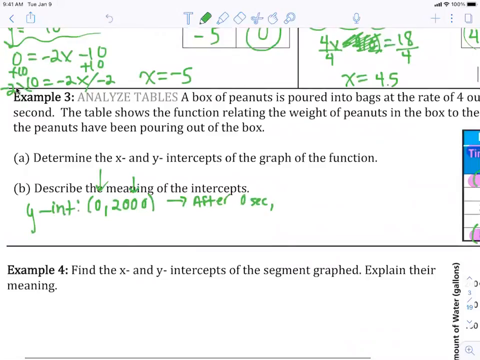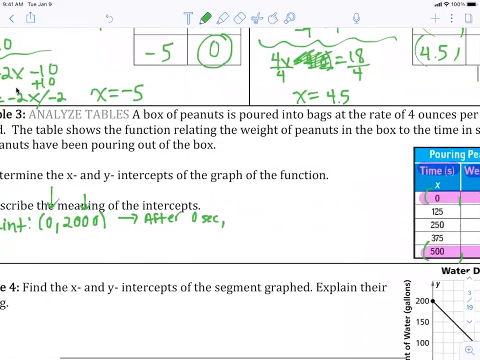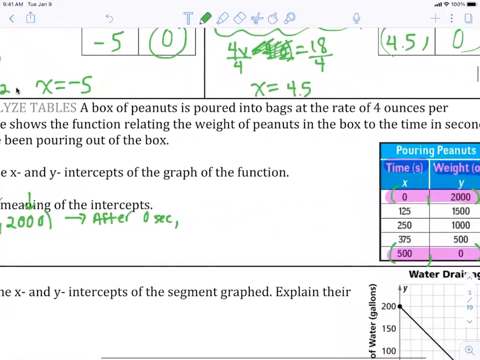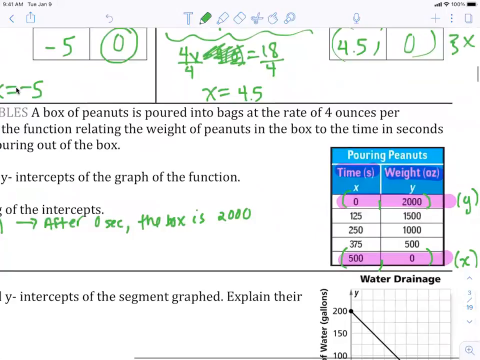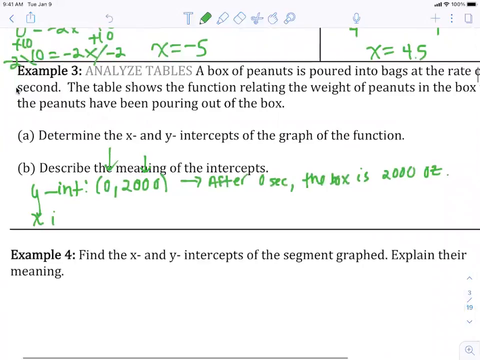it says we're talking about a box of peanuts. So the box is 2,000. Weight is in ounces, it's 2,000 ounces. Okay, which kind of makes sense because when you start, you haven't actually poured any of those peanuts into the individual bags. But the x-intercept is also going to give you some information.